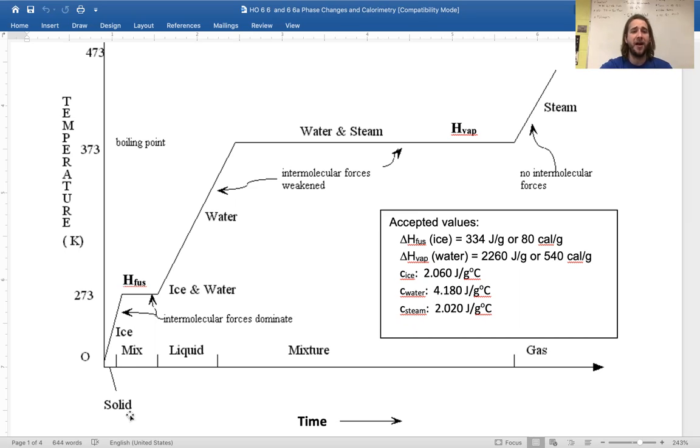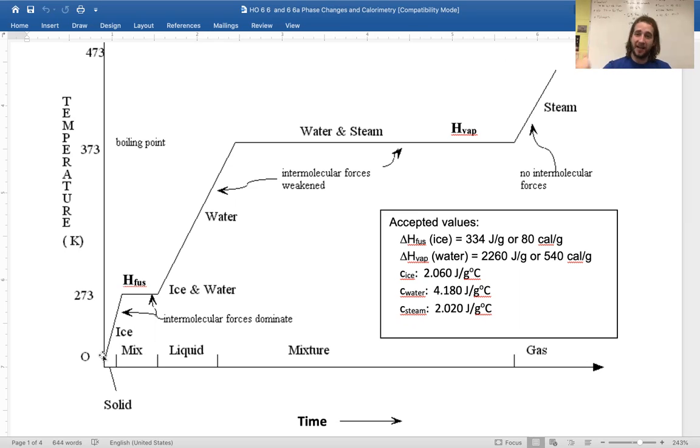You'll notice we started way down here at 0 degrees. We started cold, and we started as a solid ice. In this example, we're working just with water because it's a nice kind of standardized graph for us to look at. And we started heating it up. And you know what's going to happen if you heat up ice, right?